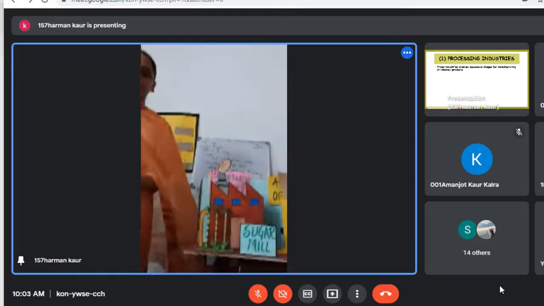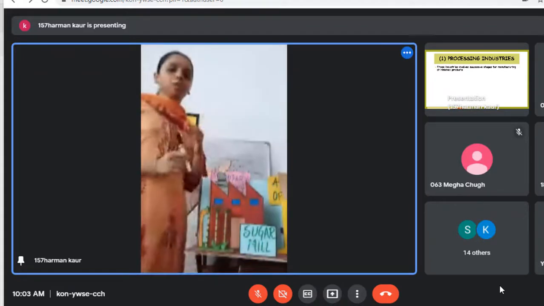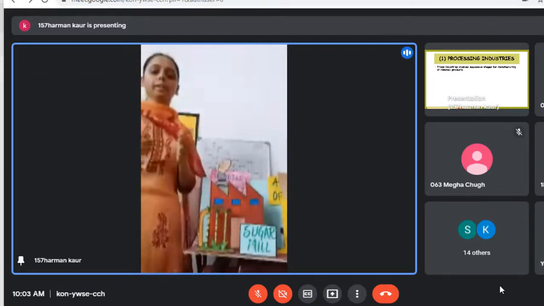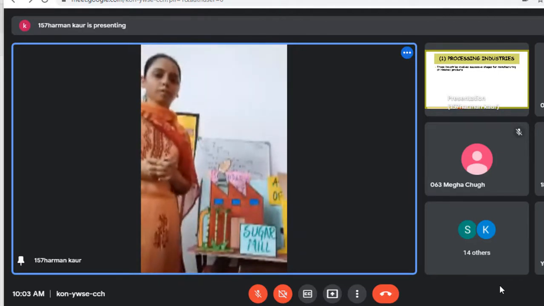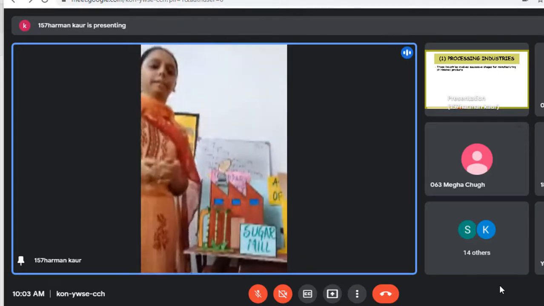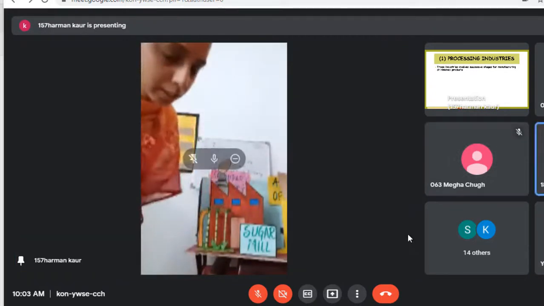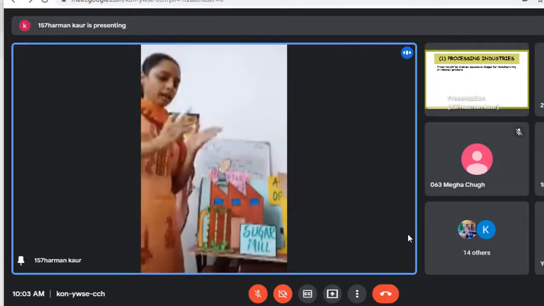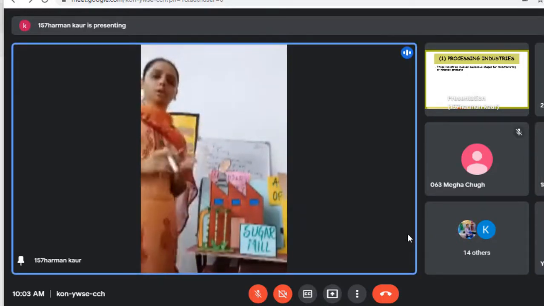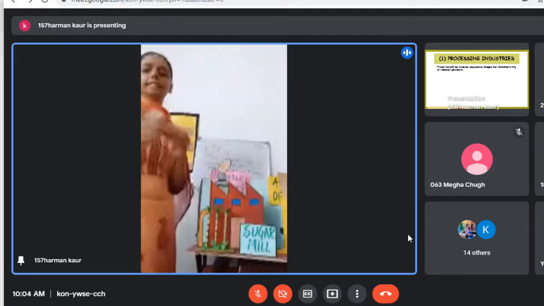Anyone? Sugar mill. Yes, very good. So sugar is made through which raw material? Sugar is made by using which raw material? Sugarcane, very good. So sugarcane is a product of primary industry, and sugar is made by using sugarcane in the sugar mills, and making of sugar involves successive stages.